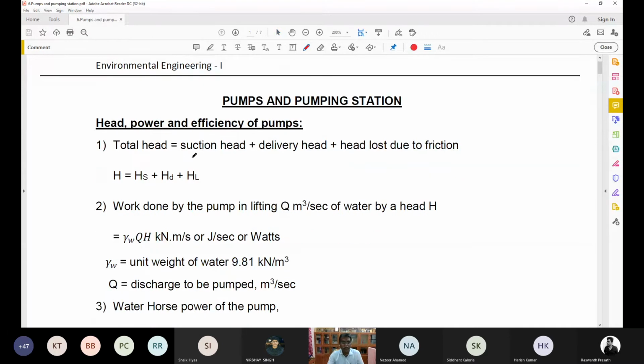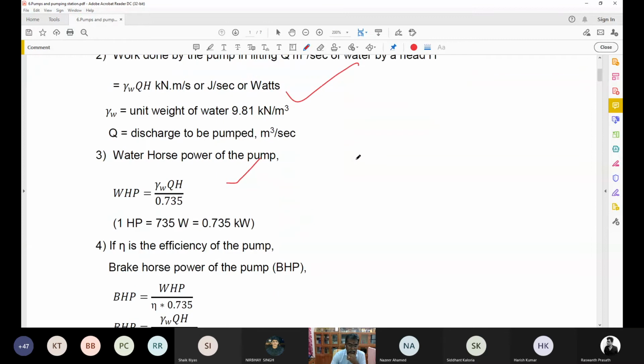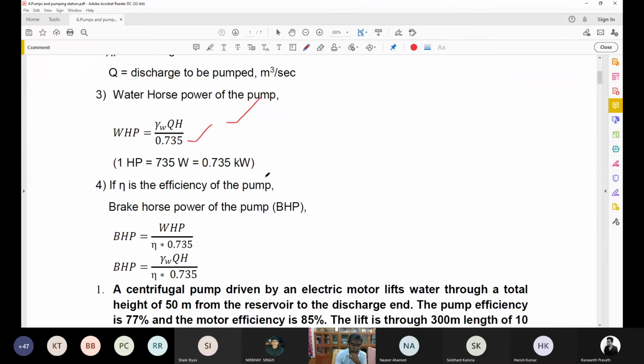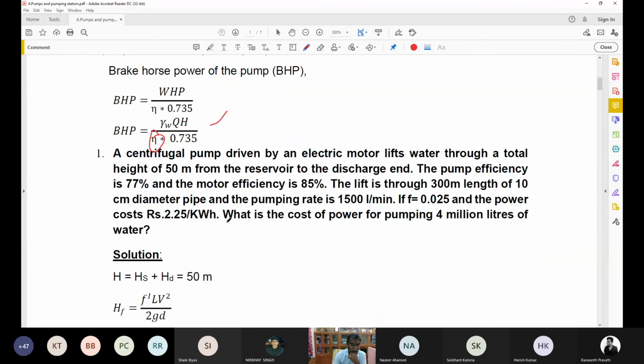So these formulas we have seen now. Total head is equal to suction head plus delivery head plus loss of head due to friction. This I have already presented. And work done is equal to gamma W into Q into H. Water horsepower is equal to work done divided by 0.735. And if the efficiency of the pump is known, then BHP is equal to gamma W Q into H divided by eta. Yes, these formulas we have seen.